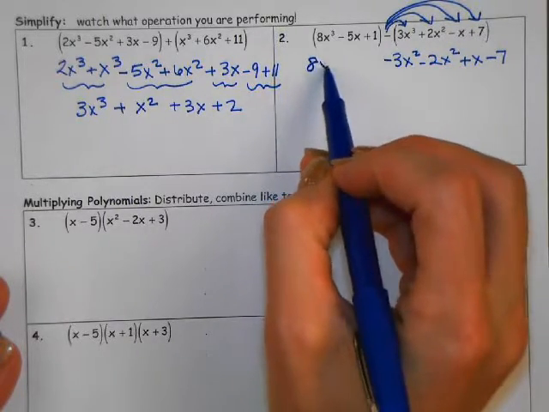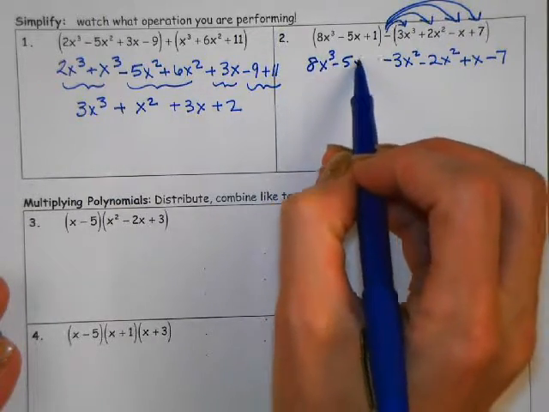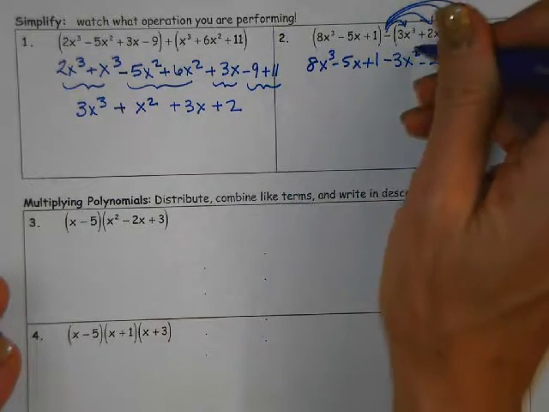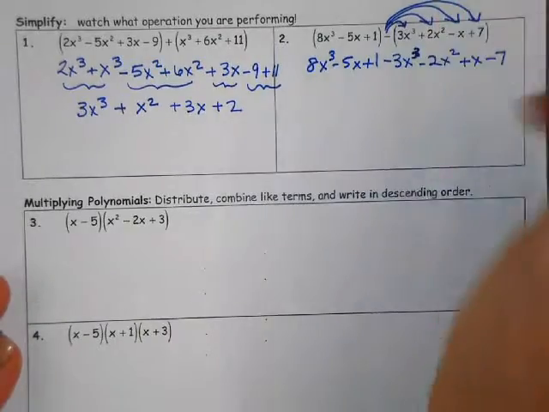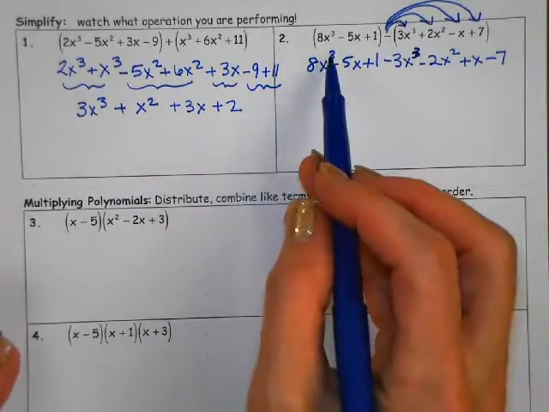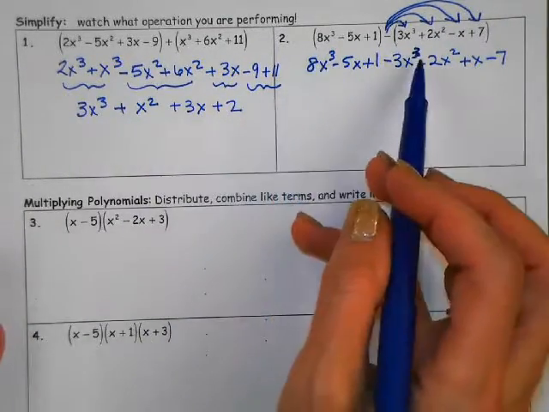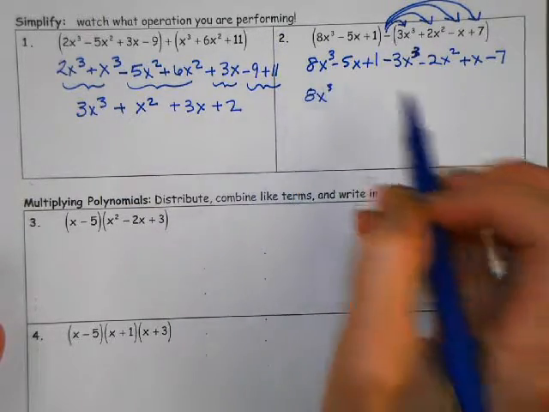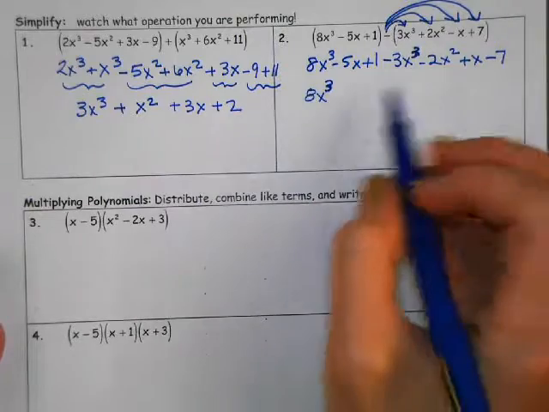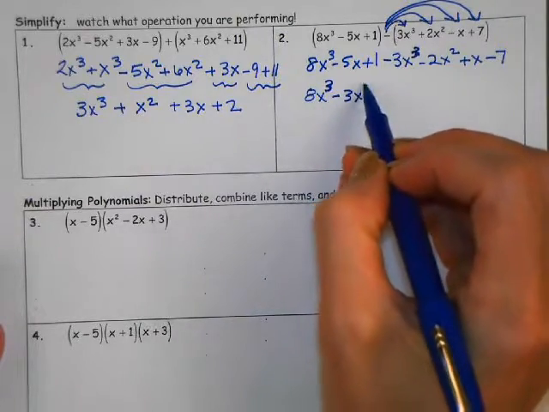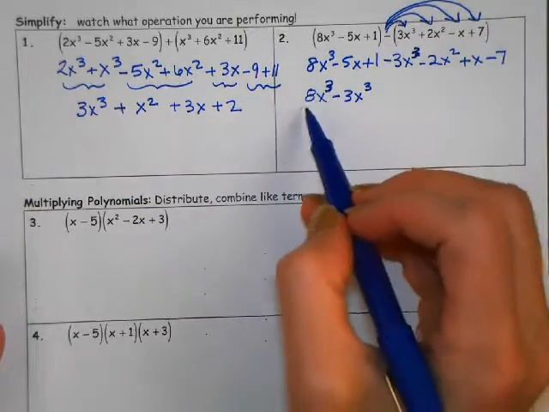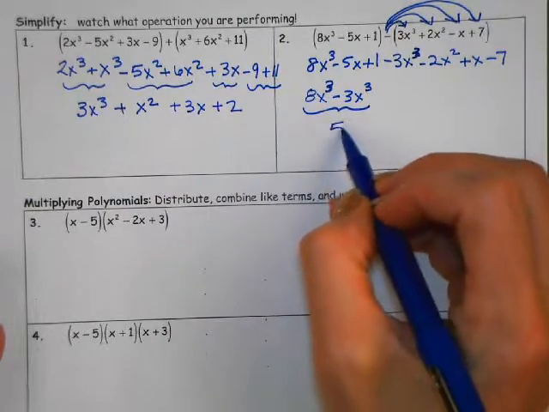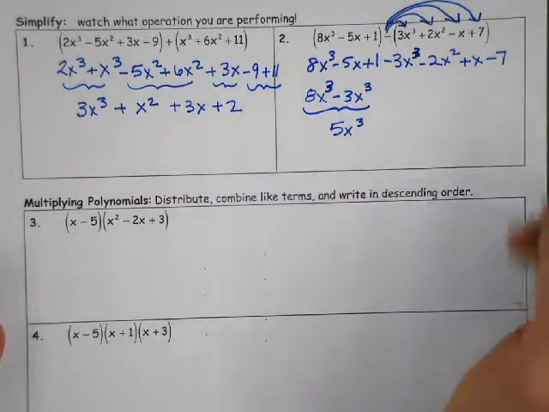Okay, so I'm going to rewrite this as 8x cubed minus 5x plus 1. Okay, so now, this is the cubed here. So now I'm going to go through and say, okay, I have an 8x cubed. Do I have any other x cubes? I have an 8x cubed, and what else do I have? I have a negative 3x cubed. Okay? So that, when I put them together, become what? 5x cubed. 5x cubed. Okay?